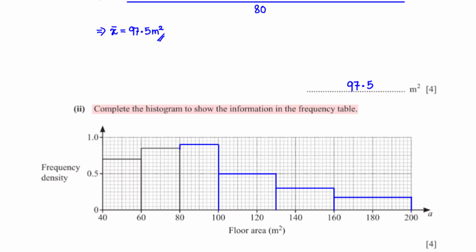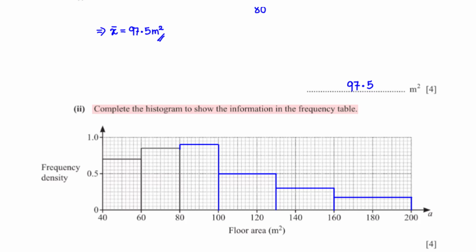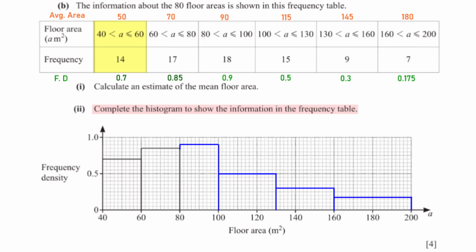Complete the histogram to show the information in the frequency table. To be able to draw the histogram, we need to calculate the frequency density for each of the given intervals. The frequency density is equal to the frequency divided by the interval width. For the first interval, the frequency density is the frequency, which is 14, divided by the interval width, which is 60 minus 40, which is equal to 0.7. This interval has already been drawn on the grid for us.